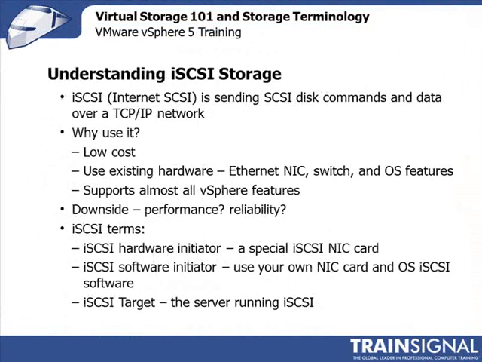Alright, so let's recap iSCSI real quick. iSCSI, again Internet SCSI, is sending SCSI disk commands and data over a standard TCP/IP network. So why use it? It's low cost, with use of existing hardware, as we've been talking about. You have Ethernet and NICs, your switches, your OS features, and so on. It supports almost all vSphere features; everything you can do with Fibre Channel, you can almost do for the most part with iSCSI. The downside is performance and reliability.